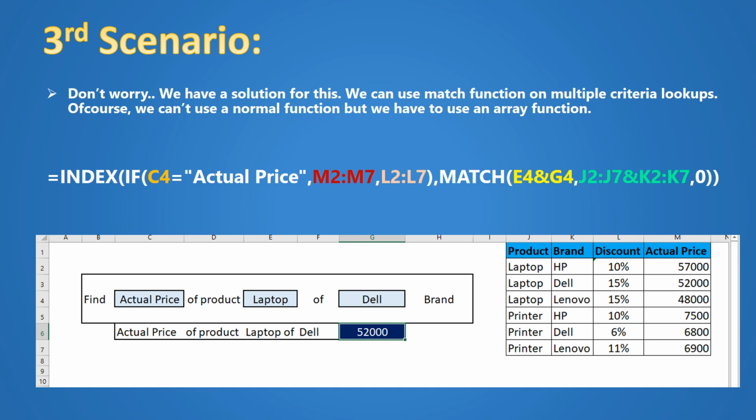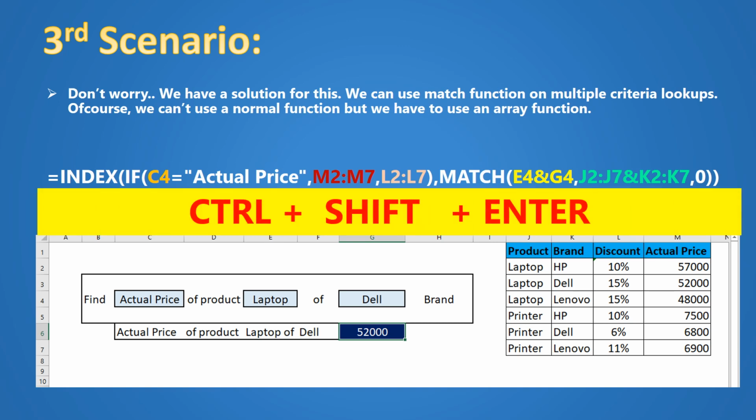In this case, the customer has been given an option to select a specific product of a chosen brand to retrieve the actual price. So, the formula would be equals to INDEX, bracket open, IF, another bracket open, C4 equals to, in quotes, actual price, comma, M2 to M7, comma, L2 to L7, bracket close, comma, MATCH, bracket open, E4 and G4, comma, J2 to J7 and K2 to K7, comma, 0, and close brackets twice.